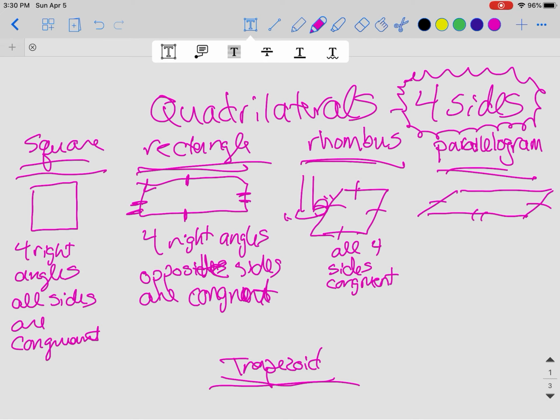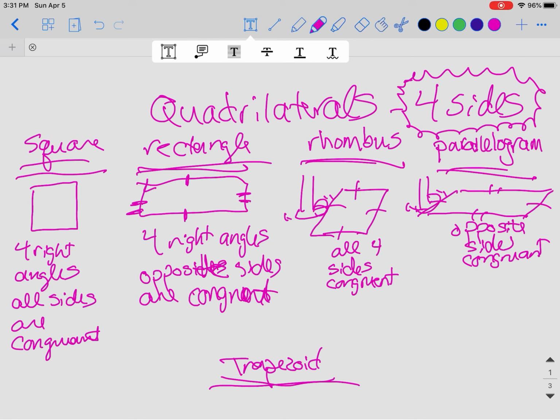Now, a parallelogram is like a rectangle that got kicked over. So that means opposite sides congruent. And again, no right angles. So envision it like a nice little happy rectangle who then got kicked. That's a parallelogram.